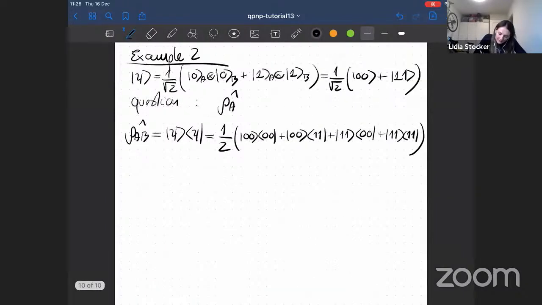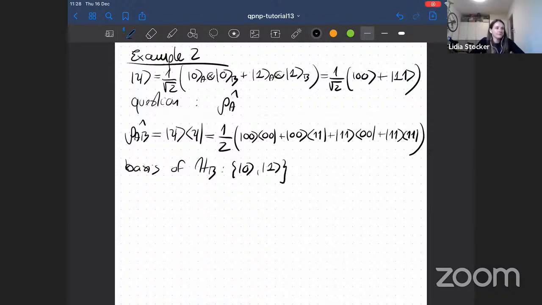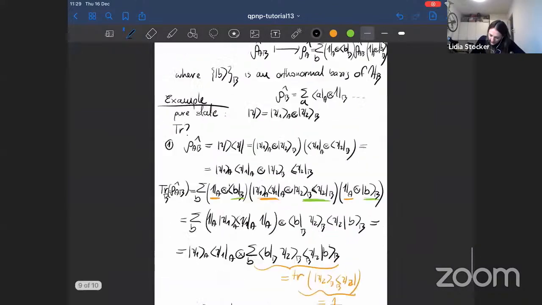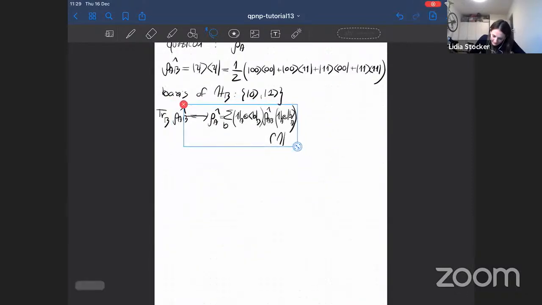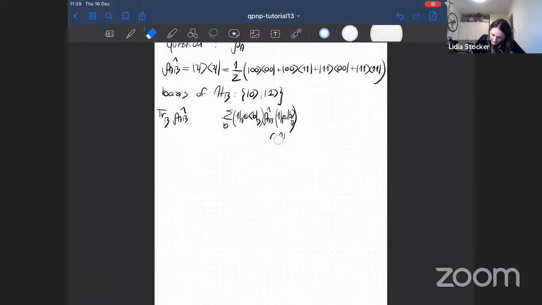What does the trace do? Our basis of the Hilbert space B, in this case, is given by 0 and 1. So tracing out B of rho AB means that we apply this formula here, which I just copy because it's way more convenient. It's given by the sum over the basis states. So let's apply them. I will have here the identity matrix, and then the 0 state, and then rho AB.